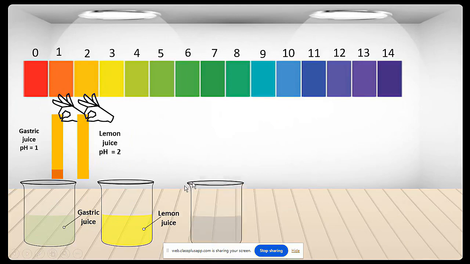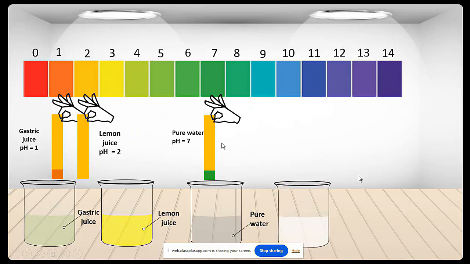Take another solution, that is pure water. Immerse the universal paper into this and then notice the change in color of the paper. That is a green color. So it is between 6 and 7 and 8 for pure water. We will count it as neutral. So the pH value of pure water is 7.